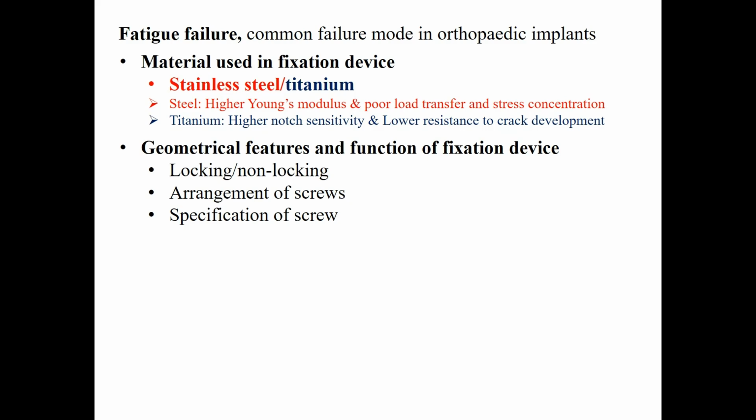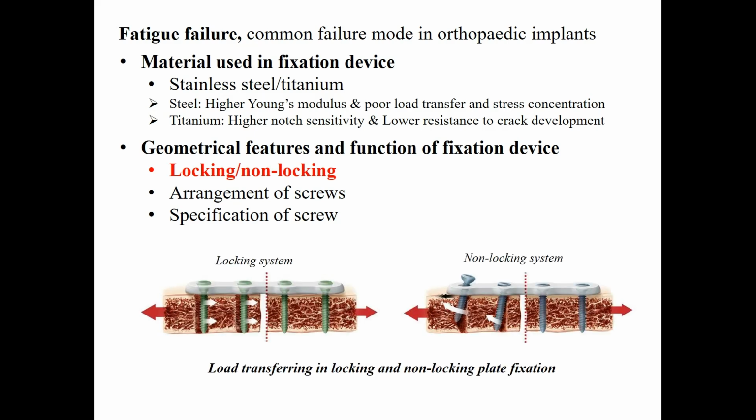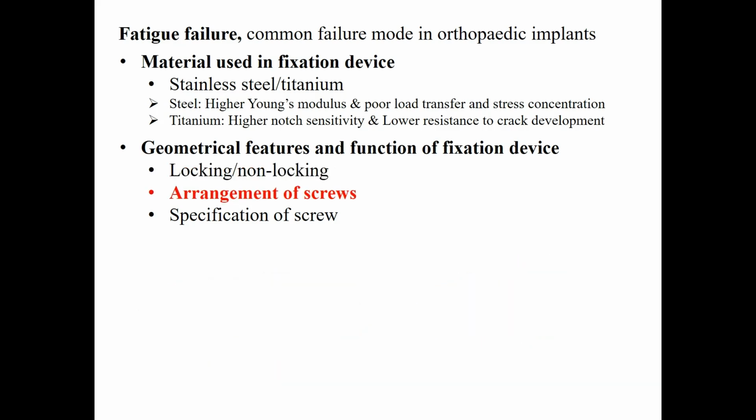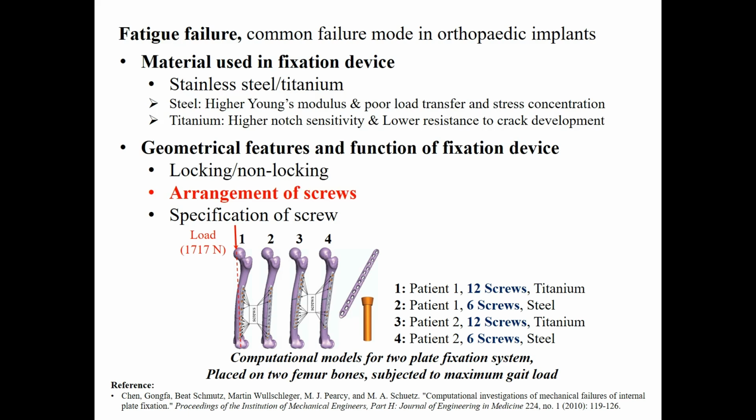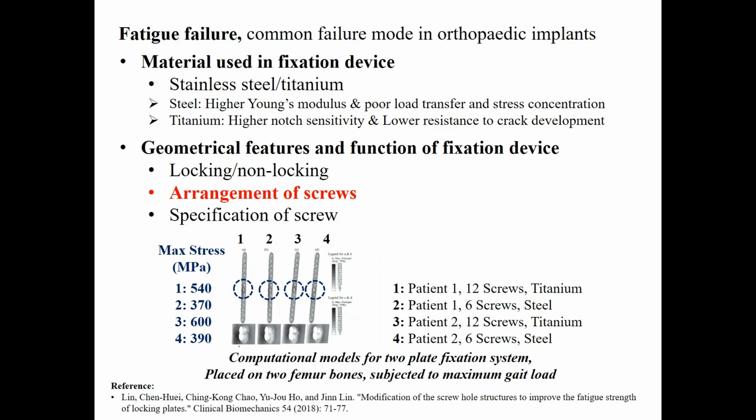Geometrical features of an implant device, such as the usage of locking or non-locking plates, the number of screws used within the device, and the specifications of the screw also affect the stress distribution within the bone construct system and its durability. The contact area between the bone and the construct is minimal in locking systems, which might cause stress concentration when loads are transferred from the bone to the fixation device through the screws. The arrangement of screws is another key factor. Using a larger number of screws might result in a rigid fixator that has a higher stress concentration and a higher risk of fatigue fracture.